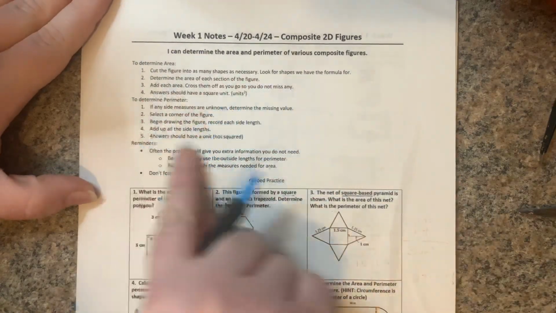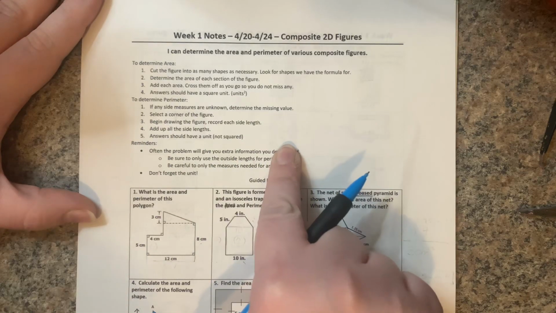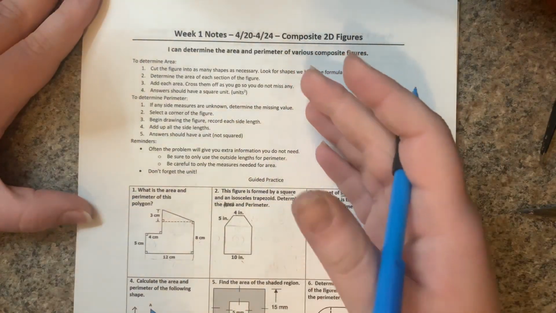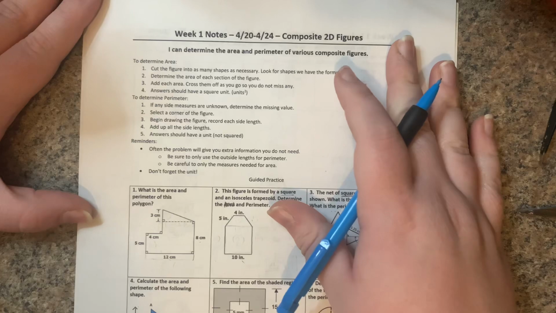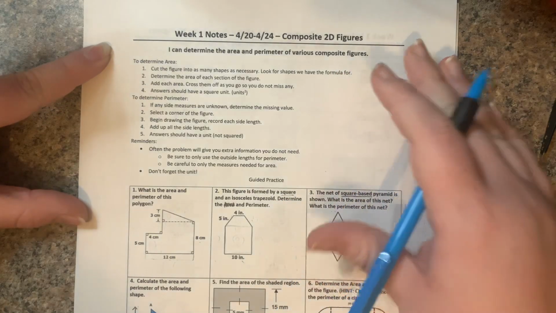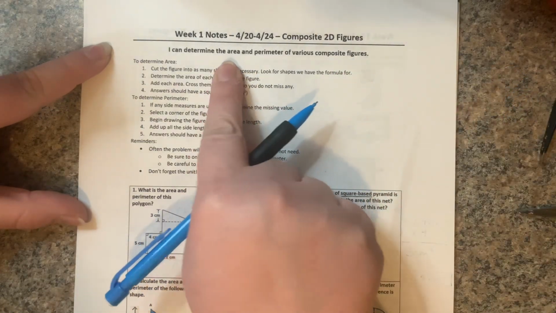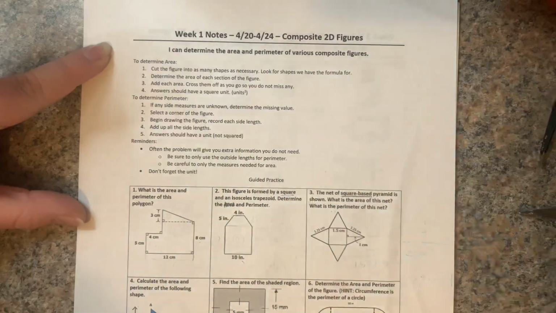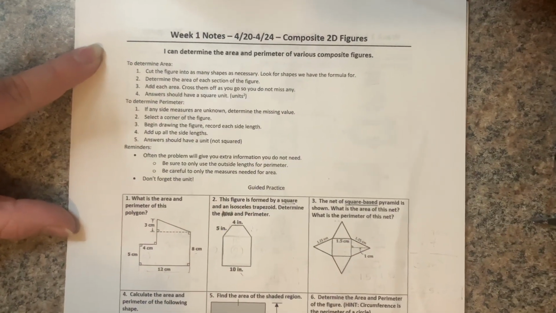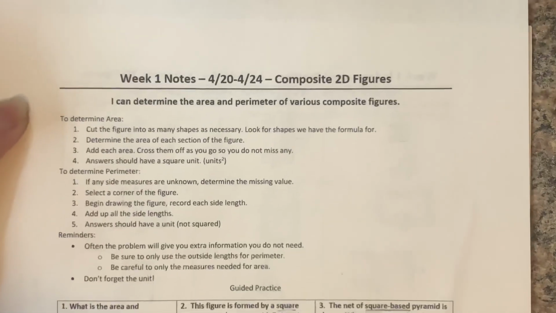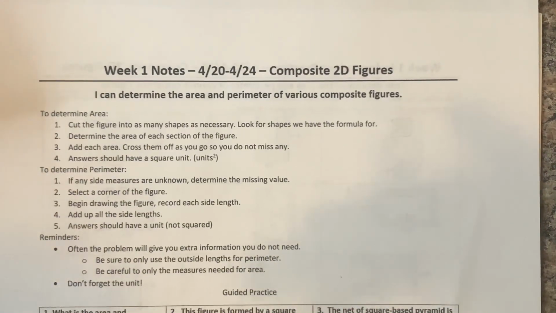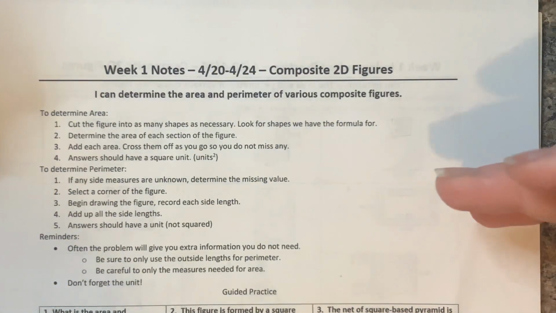All right, so up here at the top is some information for you to read. I'm not going to bore you to death by reading it all to you, but I am going to explain what it says. So there are 2 skills that we're talking about here: determining area and perimeter. We already talked about this unit a little bit before we left, but we're going to go ahead and talk about them in the composite figures realm as opposed to just a simple figure.